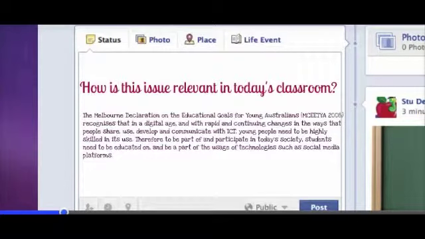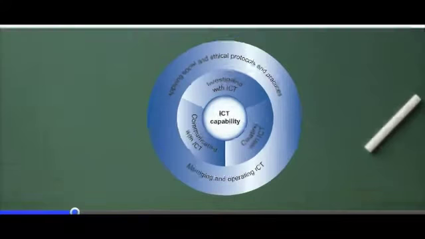The Melbourne Declaration on Educational Goals for Young Australians recognises that in a digital age and with rapid and continuing changes in the way that people share, use, develop and communicate with ICT, young people need to be highly skilled in its use. Therefore, to be part of and participate in today's society, students need to be educated on and be part of the usage of technologies such as social media platforms.